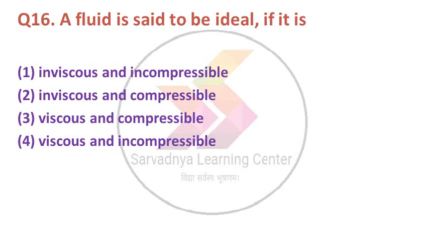Next question: a fluid is said to be ideal if it is option 1, inviscid and incompressible. Second, inviscid and compressible. Third, viscous and compressible. 4, viscous and incompressible. The correct answer is option number 1, inviscid and incompressible.